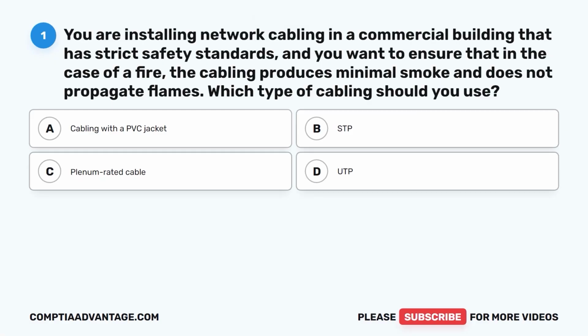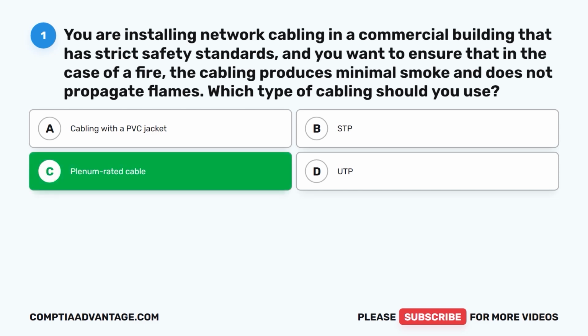Question 1. You are installing network cabling in a commercial building that has strict safety standards, and you want to ensure that in case of fire, the cabling produces minimal smoke and does not propagate flames. Which type of cabling should you use? A. Cabling with a PVC jacket. B. STP. C. Plenum rated cable. D. UTP. The correct answer is C. Plenum rated cable.